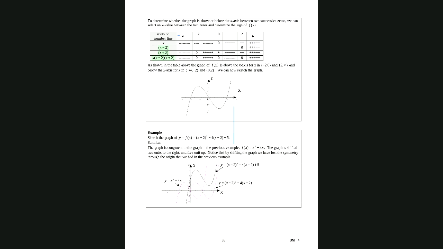I also know that as x approaches negative infinity, my graph will approach negative infinity. Anywhere less than -2, my function is negative. At -2 it is 0. Then from -2 to 0, my graph is positive, as you can see from the table. At 0, the graph is 0. Then from 0 to 2, my graph is negative. Then from 2 to positive infinity, my graph is positive. So that's how we draw the polynomial graph.